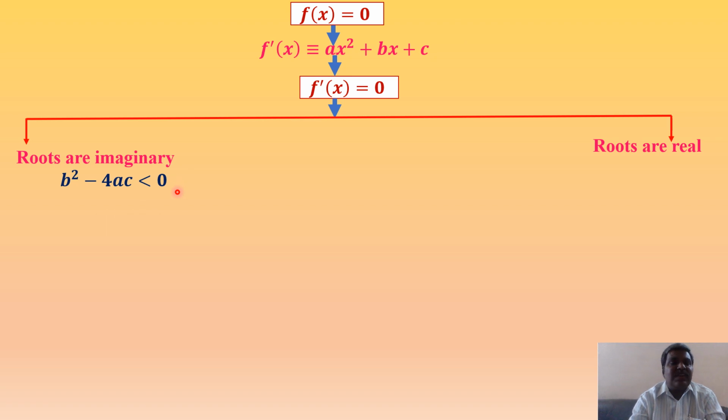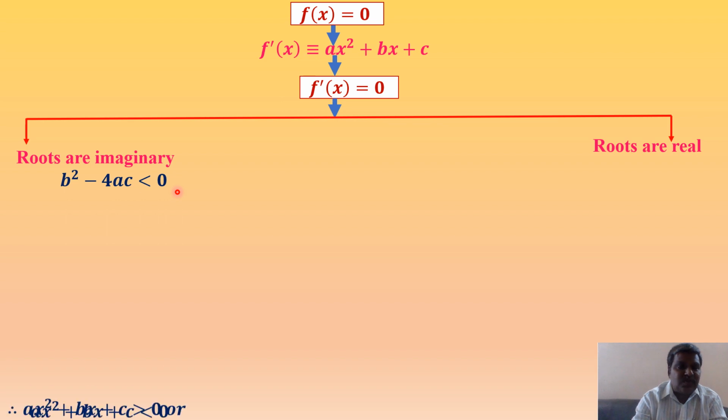If the roots are imaginary, we have one concept: the expression and a always have the same sign. That means if a is greater than 0, then f dash x is greater than 0 for all real values of x. If a is less than 0, f dash x is less than 0 for all real values of x. F dash x greater than 0 means the curve is monotonically increasing. F dash x less than 0 means the curve is monotonically decreasing.